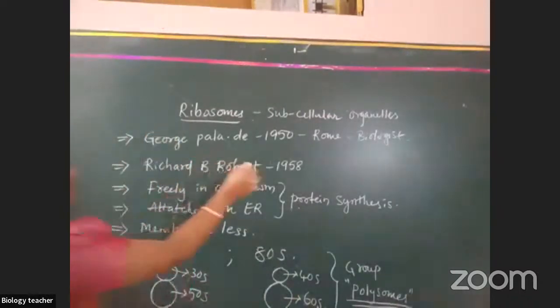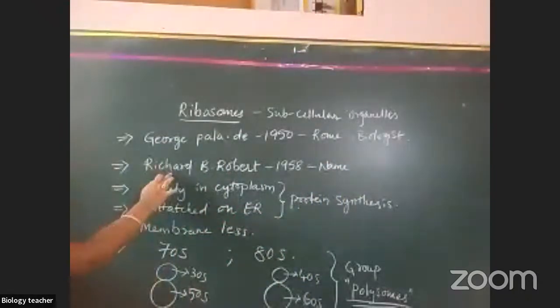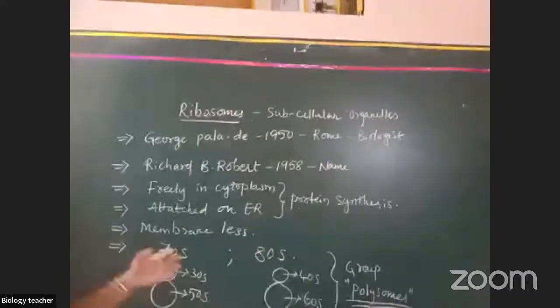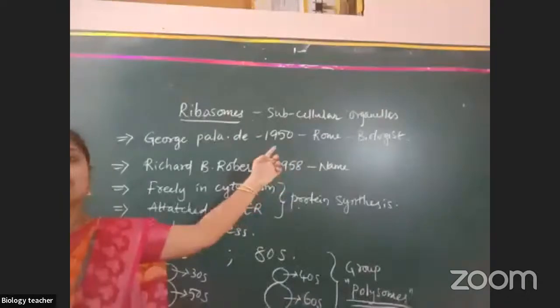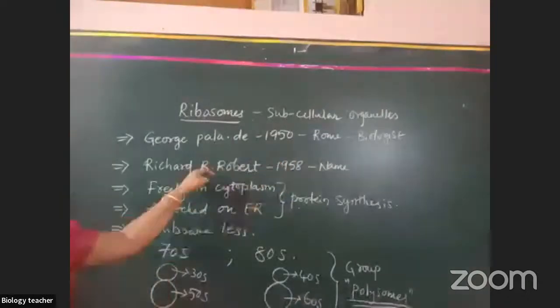But the name ribosome was given by Richard B. Robert in the year 1958. It was discovered by George Palade in 1950, but the name ribosome was given by Richard B. Robert.